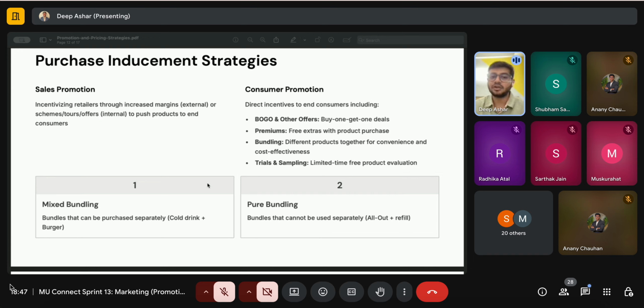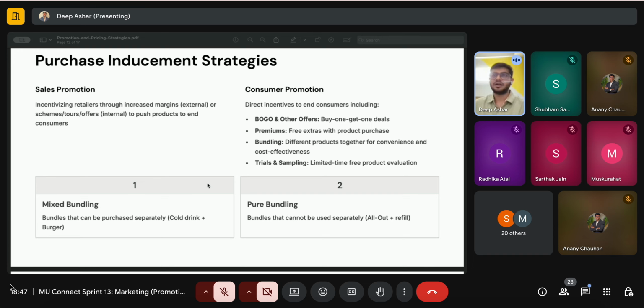Bundling is where you're giving two different products together for convenience and cost effectiveness. If you just buy, say, one product, it will cost 30. If you're buying two, instead of costing 60, it would cost, say, 45. Now, under bundling, there are two types of bundling that's taught. One is mixed bundling and one is pure bundling.